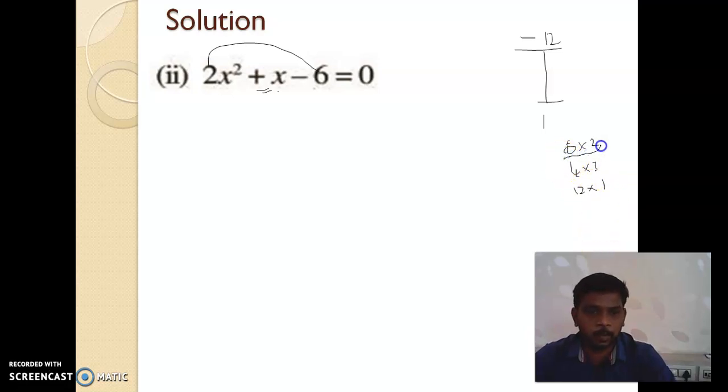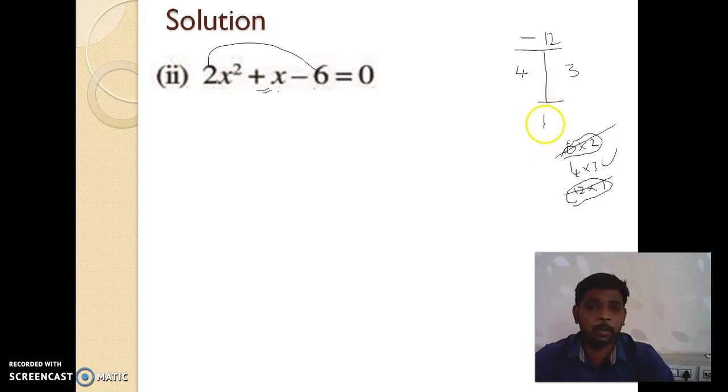Suppose you take this one, is it possible to subtract and add to get 1? Definitely not, so it is not possible. And what about this one, 12 and 1? It is also not possible. So the possible factors are 4 and 3 only. In front of the top number, minus is there, so you need to put a minus on any one of the numbers. How can you put it? According to the sign of the bottom number.